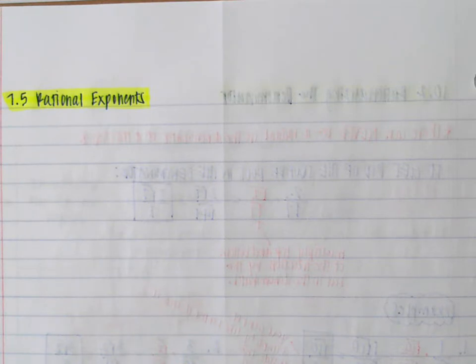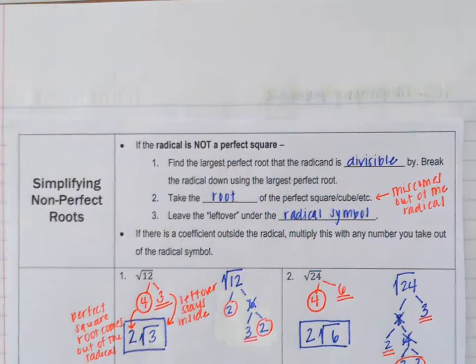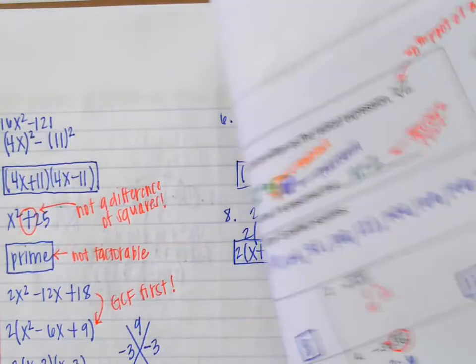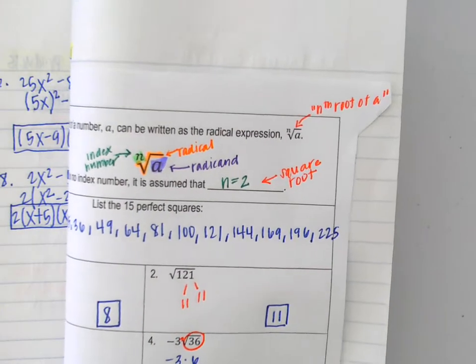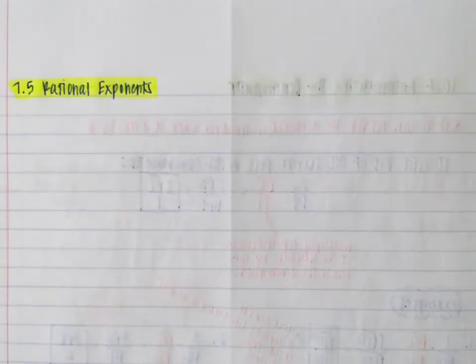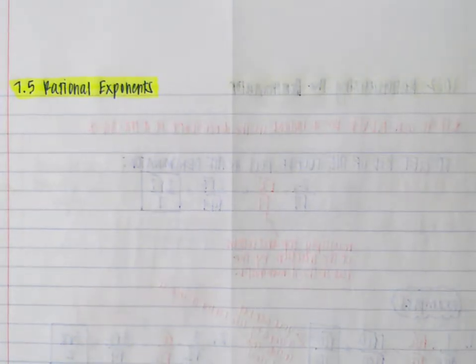If you don't remember the parts of a radical, which we did in our last notes, the index number, the radical, and the radicand, maybe look at those for a second because I'm going to be using those terms. But let's start. So a rational exponent is, like I said, basically an exponent that's a fraction.